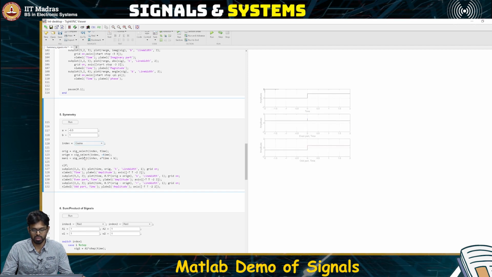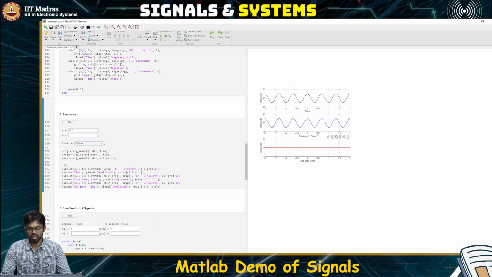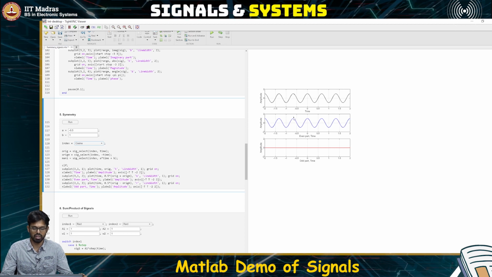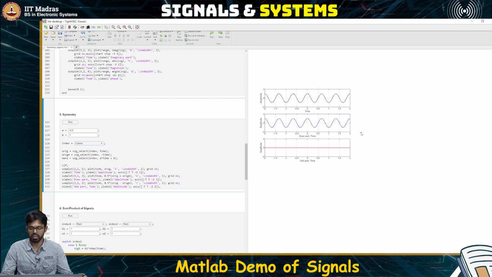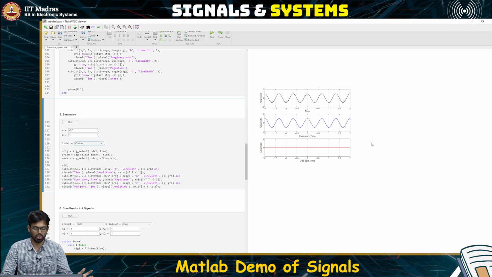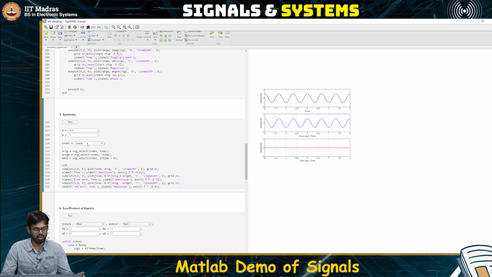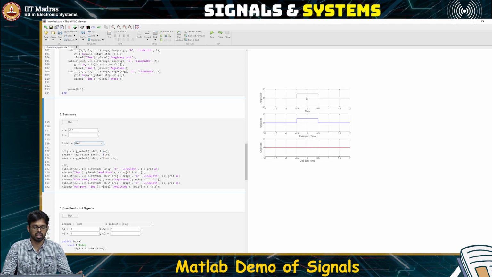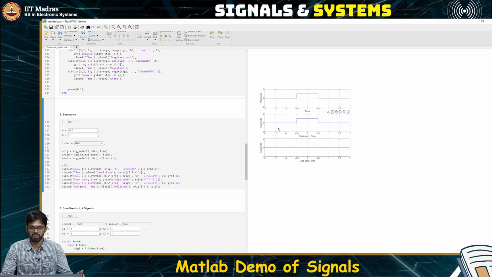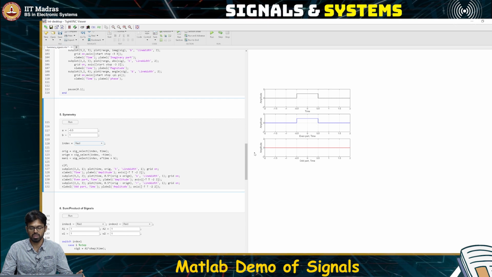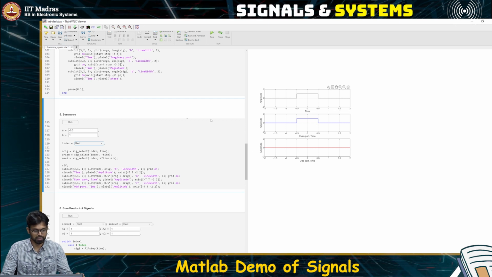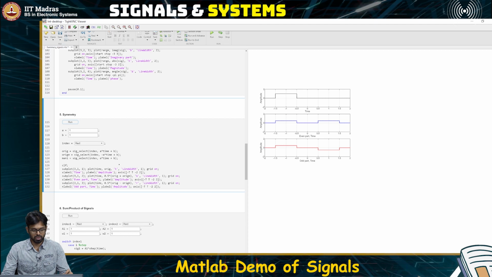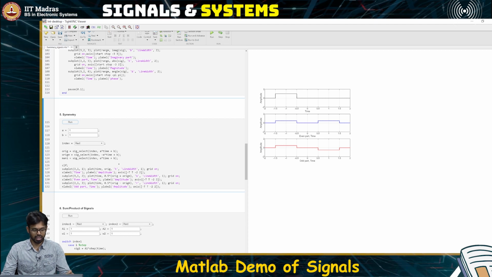So, let us see what happens to the cosine part. Once again the cosine signal is already even, so you see only the even part here, and the odd part is all 0. And the rectangular signal is also already even, so the even part alone is non-zero, and the odd part is completely 0. So let us see what happens to the symmetry when you time shift and scale them.